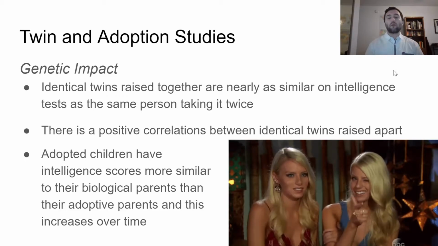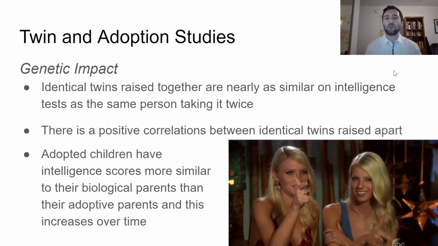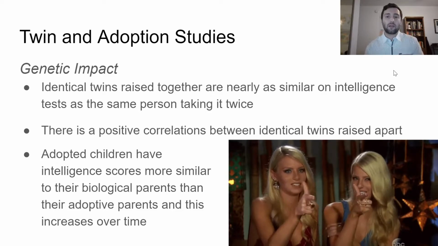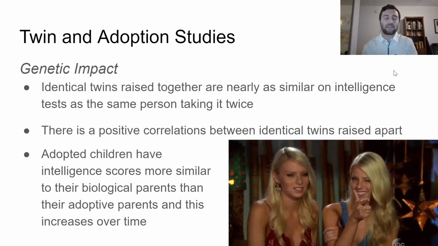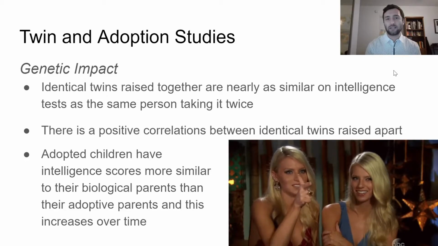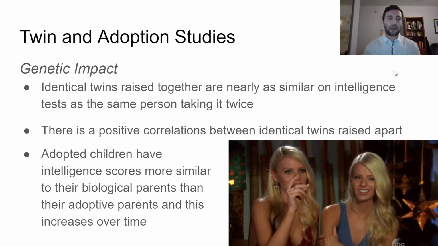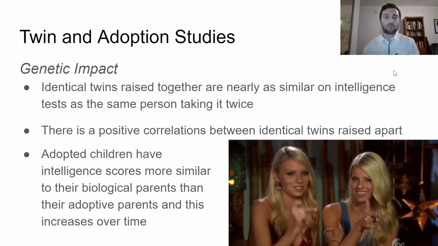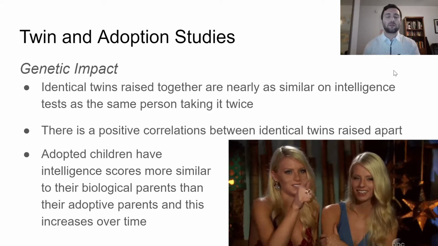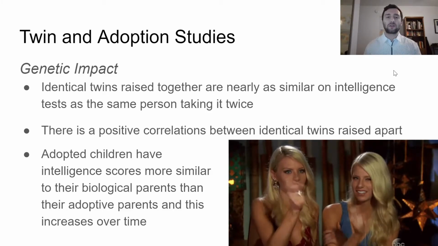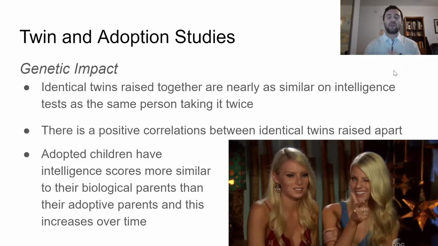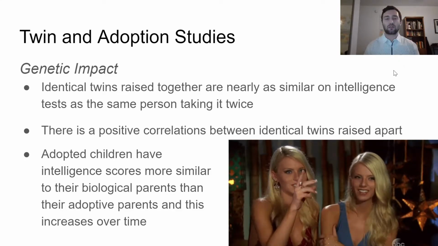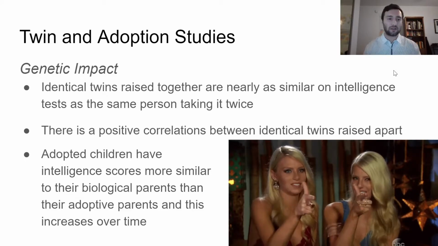Now, when we look at twin studies, basically we know that if we have identical twins that are raised together, they are nearly as similar on an intelligence test as the same person taking the test twice. So if we have someone who has the same genetics and is raised virtually the same, as you would imagine identical twins would be if they're raised together, they're going to be pretty much the same as one person. So if you know any identical twins that were raised together, they're probably almost exactly identical when it comes to intelligence.